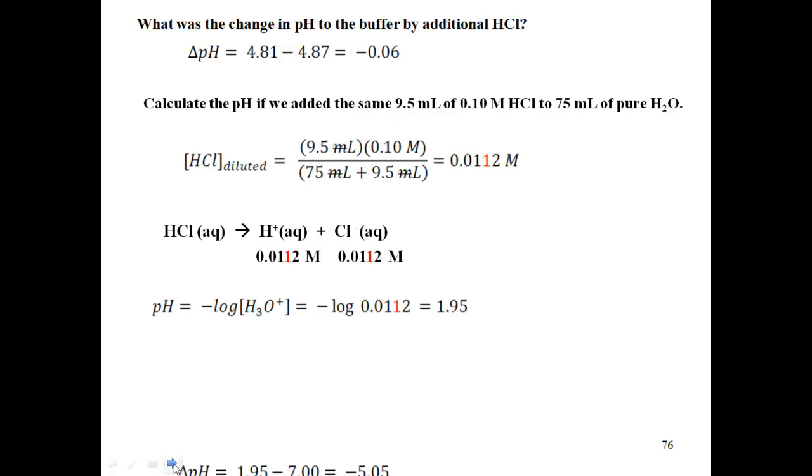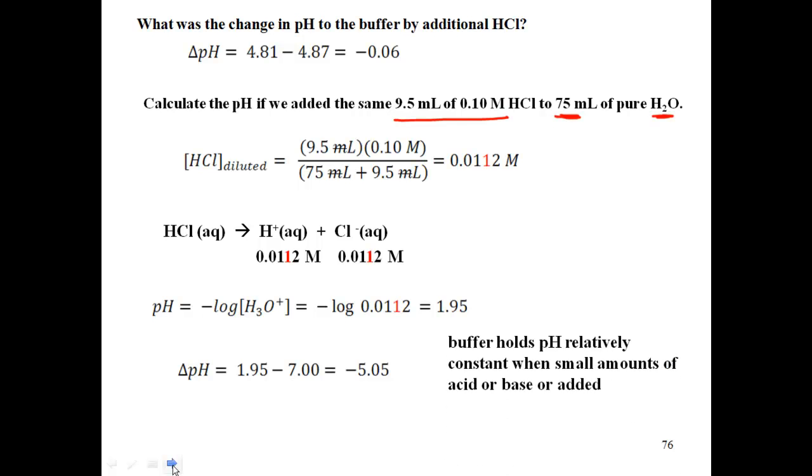Let's see how that pH changed. We know that pure water has a pH of 7. So you've got 1.95 as my final pH. My initial was a pH of 7. The difference is a negative 5.05. That same amount of acid changed the pH of that pure water to 1.95 pH units.